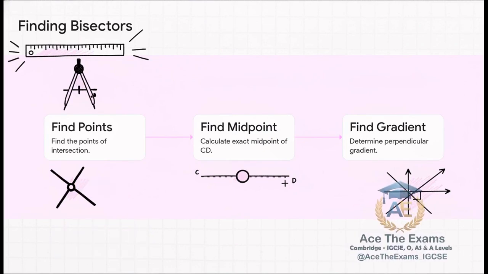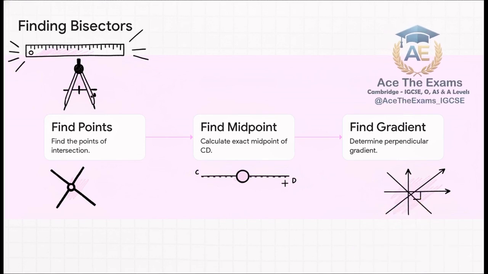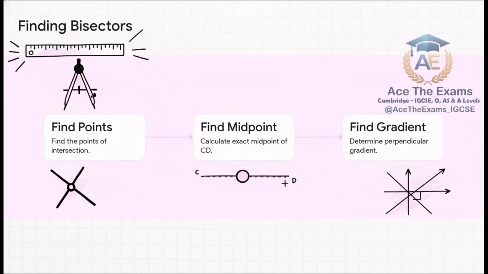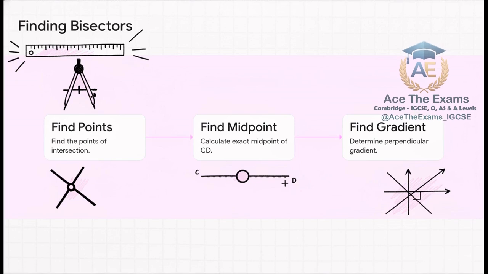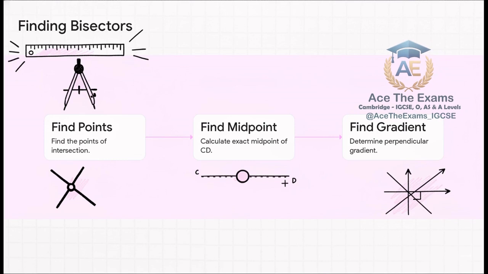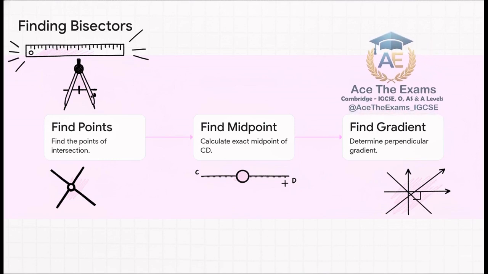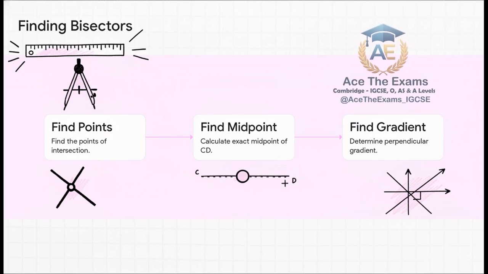To get top marks here, you just follow 3 non-negotiable steps. First, if needed based on the given lines, find your points of intersection. Second, calculate the exact midpoint of line segment CD. Why? Because a bisector absolutely must cut right through the middle. Third, determine the perpendicular gradient. If you know the gradient of CD, you just flip it and reverse the sign to get your perpendicular slope. Once you have that midpoint and that new gradient, constructing the final equation is a total breeze.